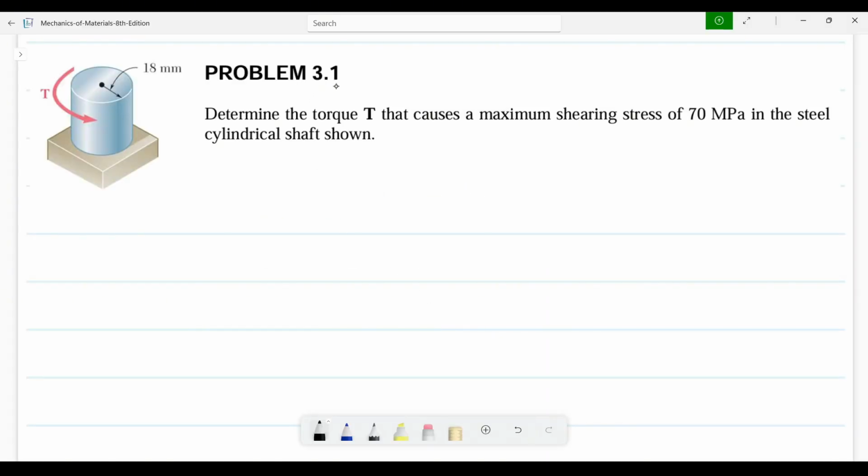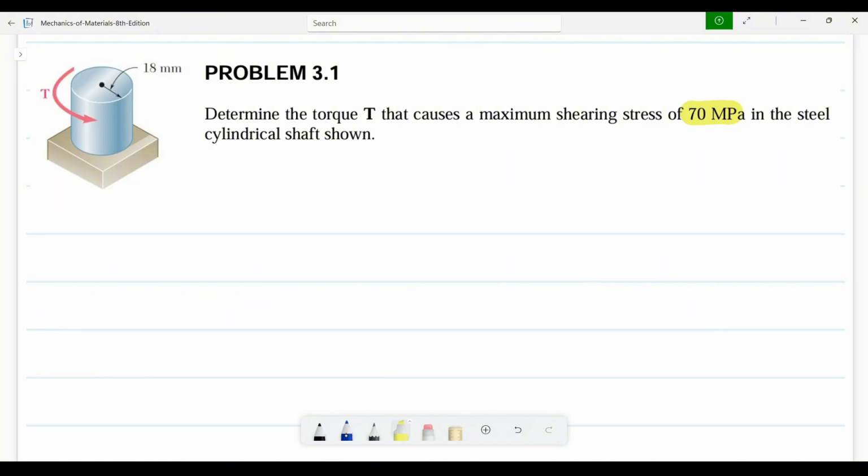Problem 3.1. Determine the torque T that causes a maximum shearing stress of 70 megapascal in the steel cylindrical shaft shown.